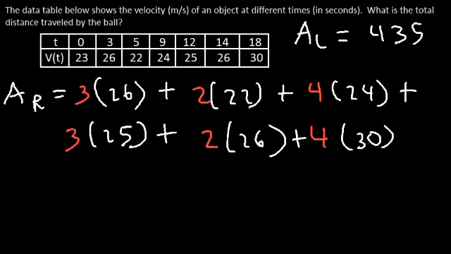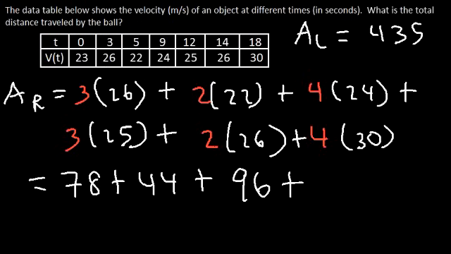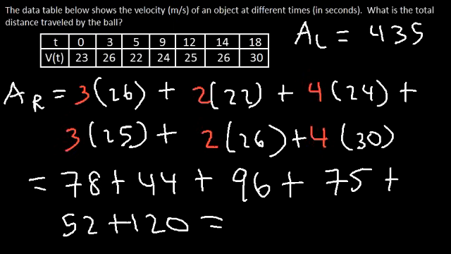So 3 times 26, that's 78. 2 times 22 is 44. 4 times 24 is 96. And then we're going to have 75 plus 52 plus 120. So this is equal to 465.